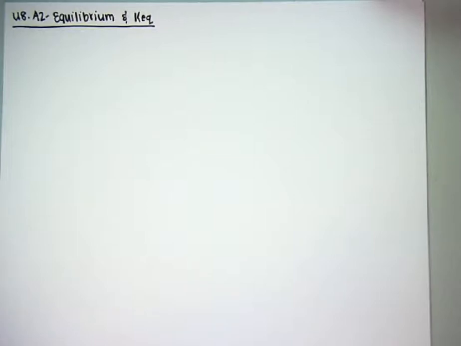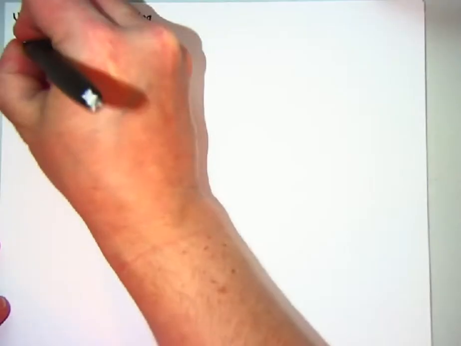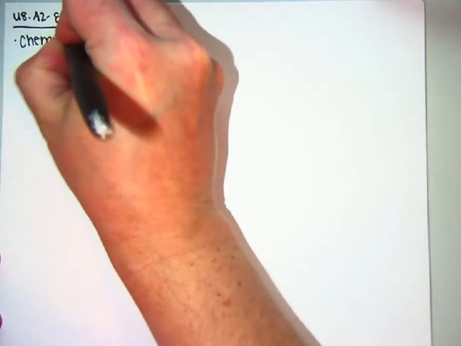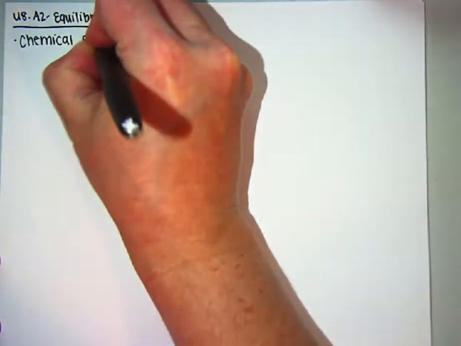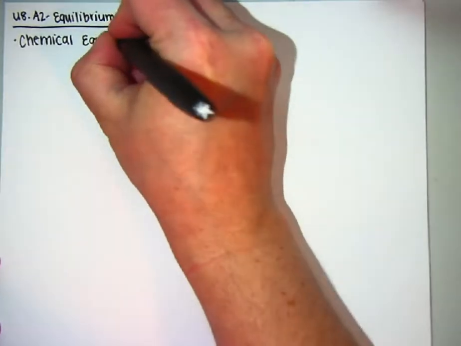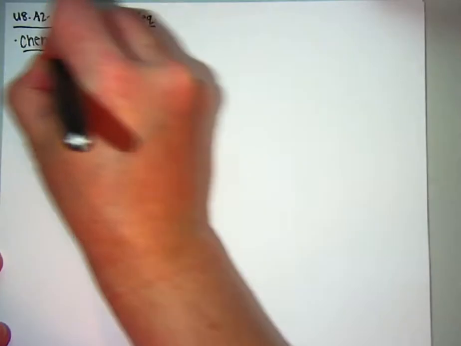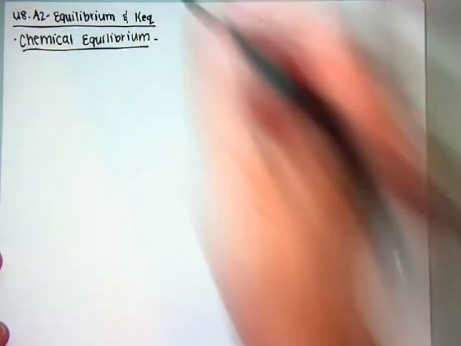In this lesson, we're going to cover Unit 8, Acquisition 2 on equilibrium and KEQ. So first, we're going to start by defining what is chemical equilibrium. And when you hear that word equilibrium, you think if something's in equilibrium, it's like balanced.